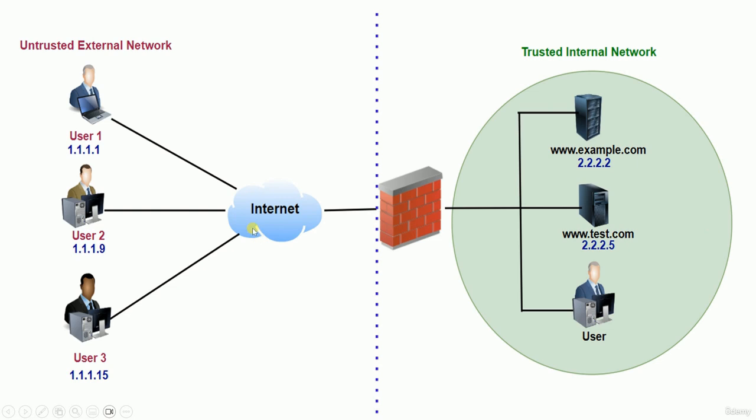So this is an example, a simple topology, where we have an untrusted external network. Maybe you can just consider this as the internet, and this is the trusted internal network. Maybe you can just consider this the corporate LAN network. You have a couple of applications running within the trusted internal network, like www.example.com and www.test.com, and also there is a user within the internal trusted network.